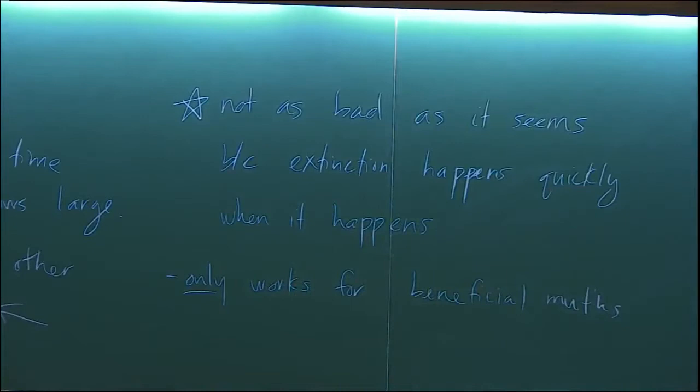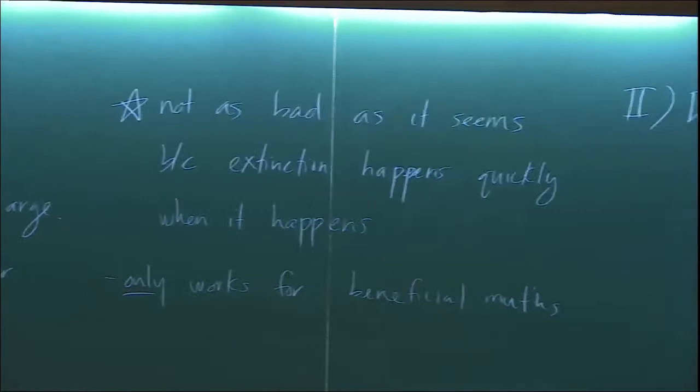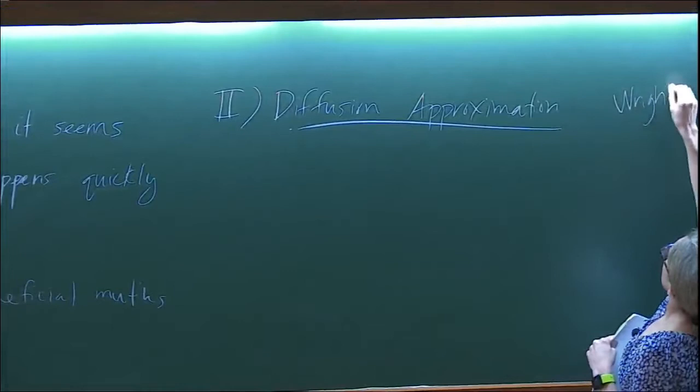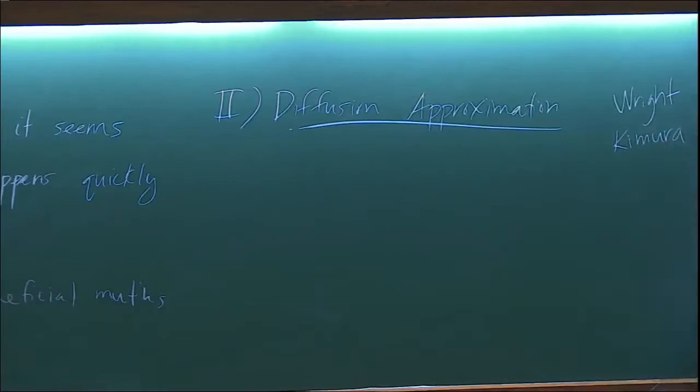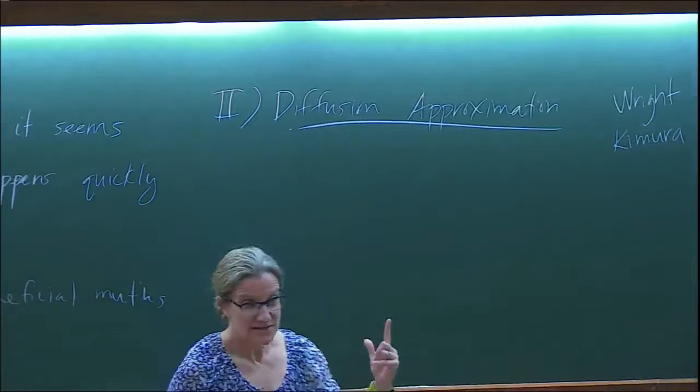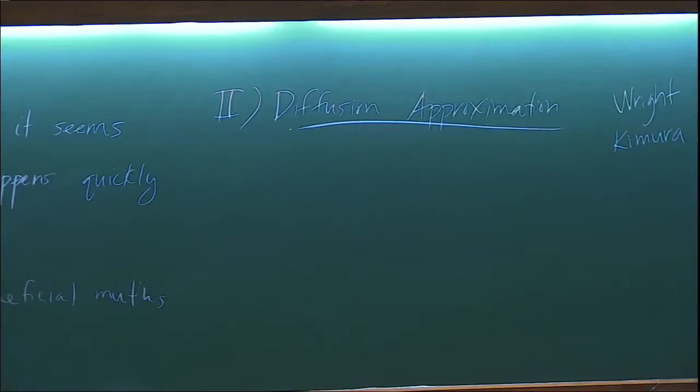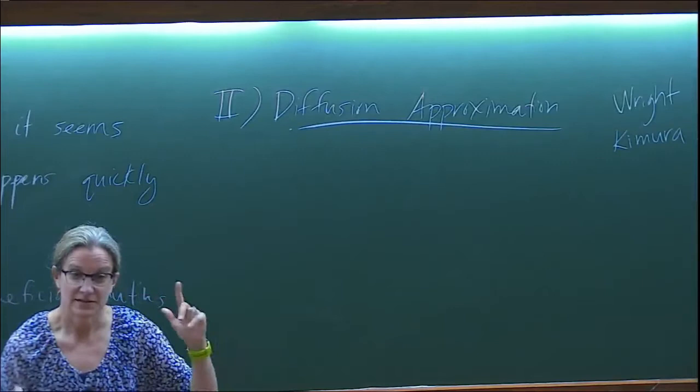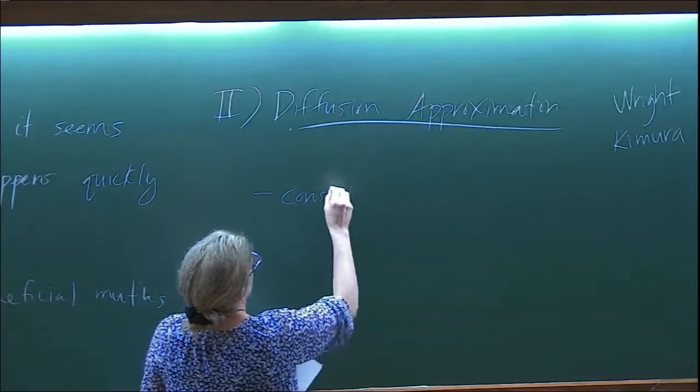Okay, so that motivates us to move to the second main approach, which is a diffusion approximation. And we get to do way more fun math. Wright in the 1940s, Kimura in the 1960s developed these ideas. So the main thing, here we're counting individuals, 1, 2, 3, 10 members in the lineage. And here, we're not going to count individuals, we're going to look at the frequency of the allele that we care about. Okay? So that's the main conceptual difference.